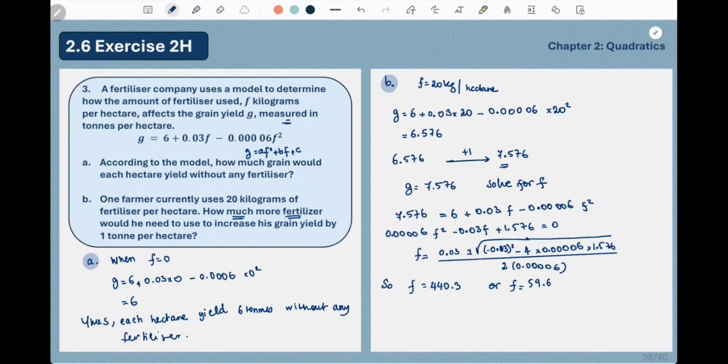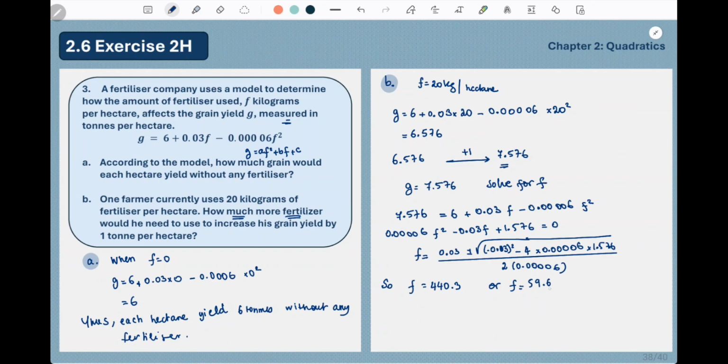So realistically, if I'm a farmer, and both of these values will give us a certain grain yield, it would cost me more money to use more fertilizer, so I would go with this value. This one is unrealistic to use, and in fact this will reduce the grain yield later because the curve looks like this. But anyways, only for the sake of common sense, we'll use this value.